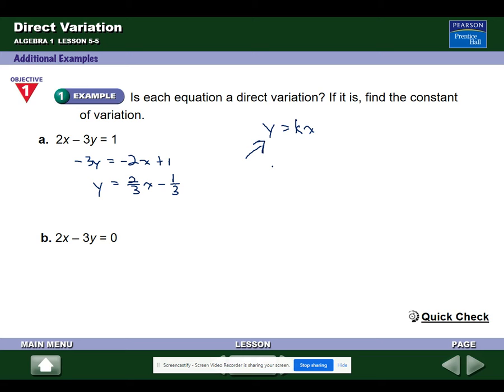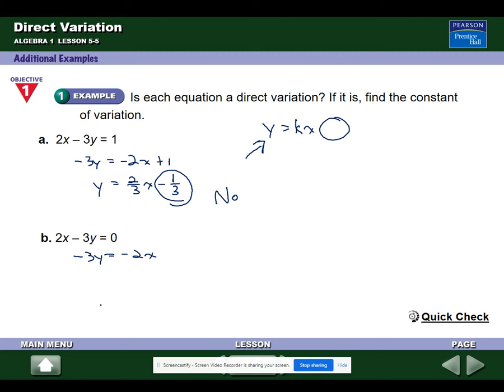Okay, now again, if you don't know the term y-intercept yet, that's coming in chapter 6, but basically you've got this number here, which y equals kx does not have a number here, which implies 0. So this is no, not direct variation. What about this one? Subtract 2x from both sides.